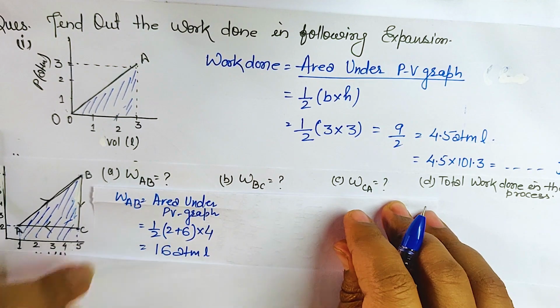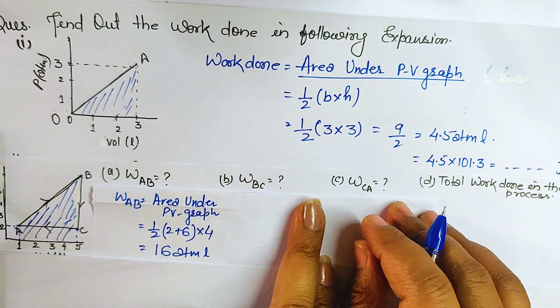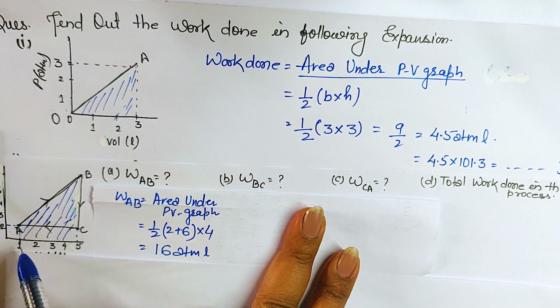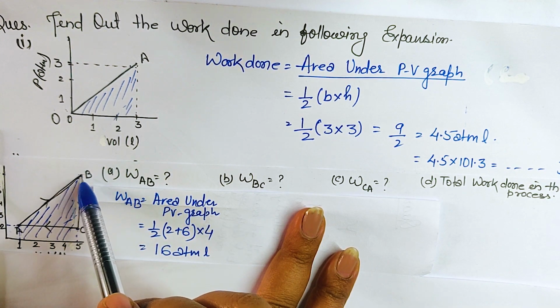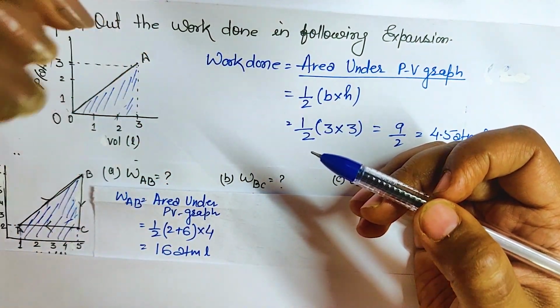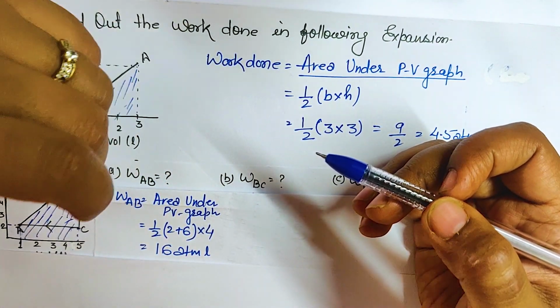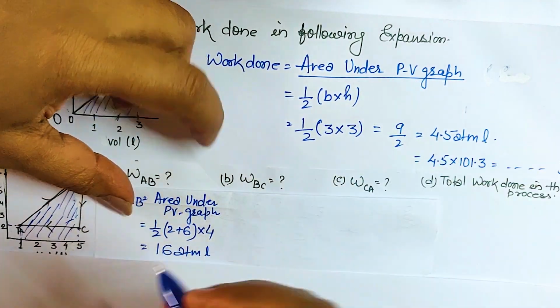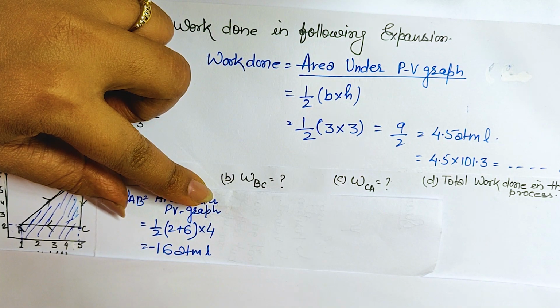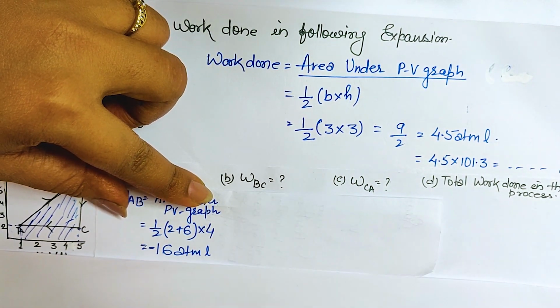Now I just want to ask whether it will be positive or negative. You can see that initially the volume is here 1 and the final volume is at this point. That means volume is going to increase, and if volume increases, obviously it is a case of expansion, and if it is an expansion, the work done is always negative, isn't it? So we will do like that. Clear?